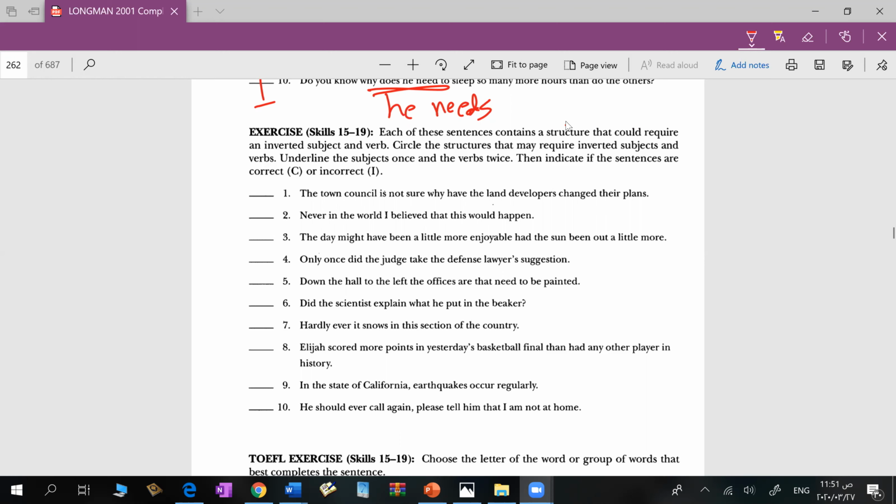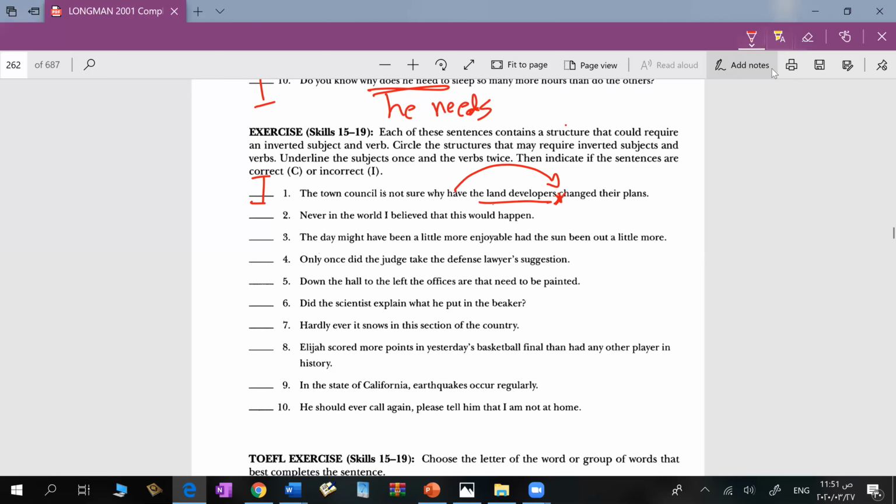Okay, here we go. Number 1, the town council is not sure why have the land developers changed. What do you think? Incorrect. How can I make it correct? Why the land developers have changed? Very good, excellent. MashaAllah. Okay, number 2.